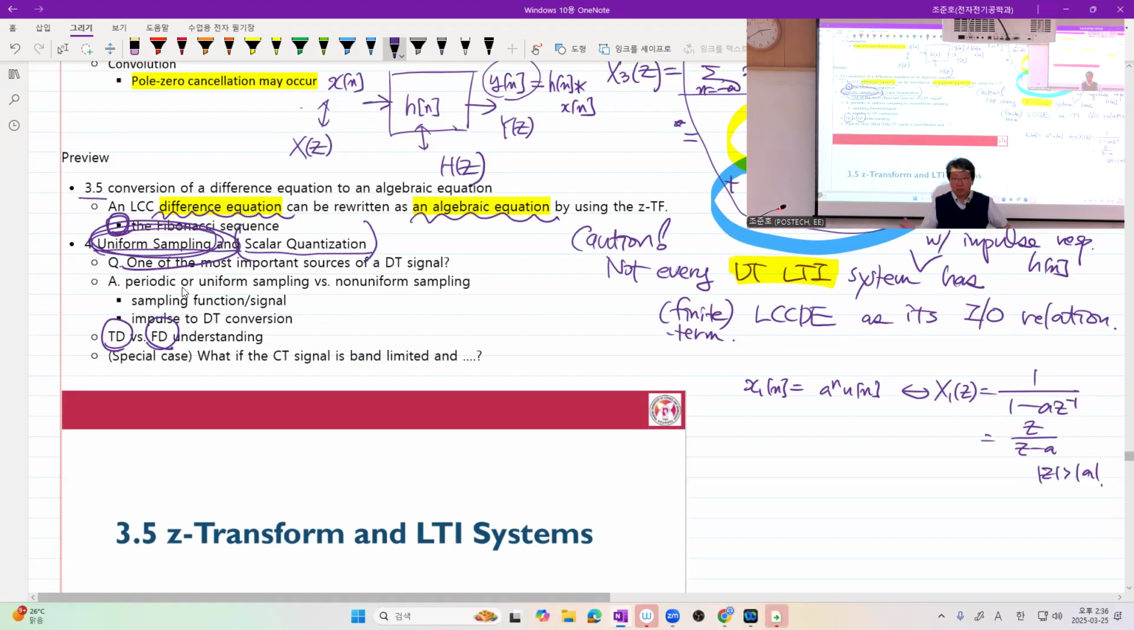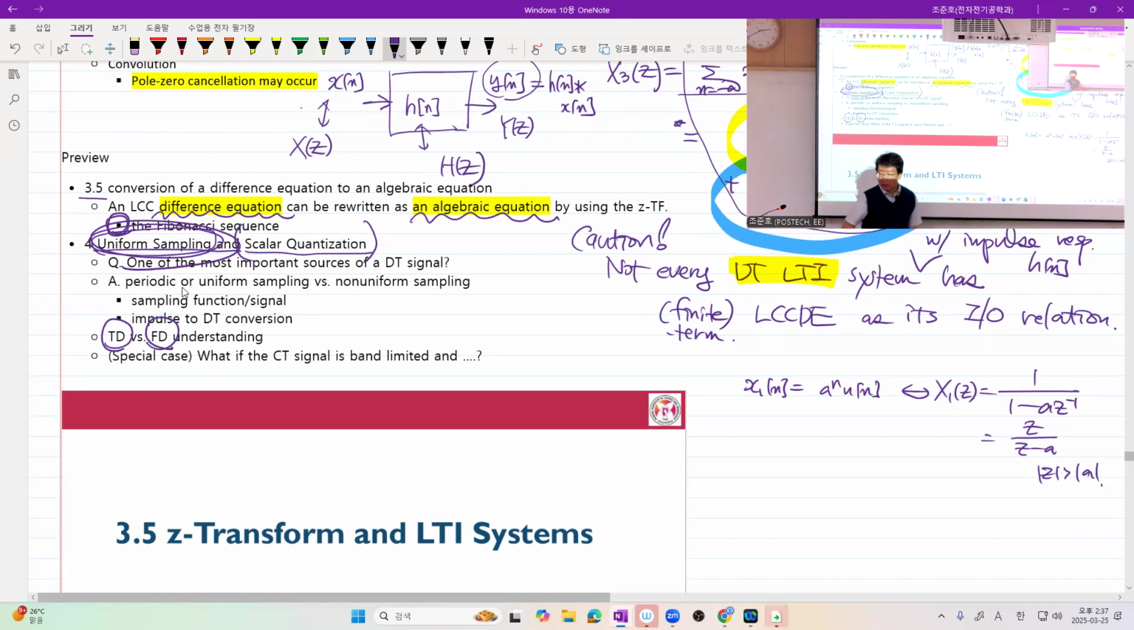You may say that sampling is very simple, but actually there are two stories about sampling. One is that you have to understand the sampling procedure in the frequency domain. In order to understand it in the frequency domain, you not only have to use the continuous time Fourier transform, but also the discrete time Fourier transform at the same time.